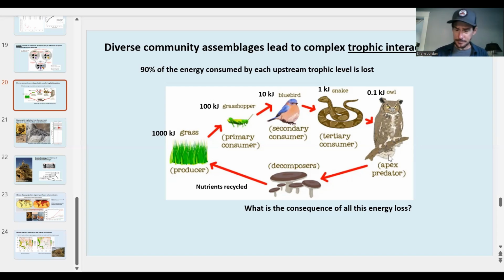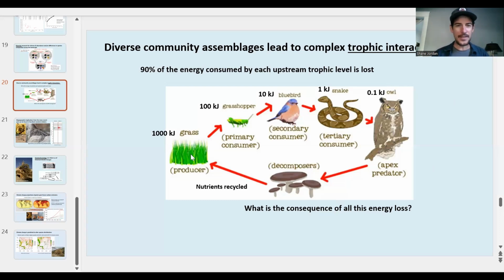And ultimately, as these organisms finally pass on, their bodies break down in the soil, and they're decomposed by things like fungi. Fungi are really efficient at taking some of the nutrients available within these decomposing bodies and allowing them to be recycled back into the ecosystem. So this whole process is very functional. However, as it turns out, this process is very energy inefficient.